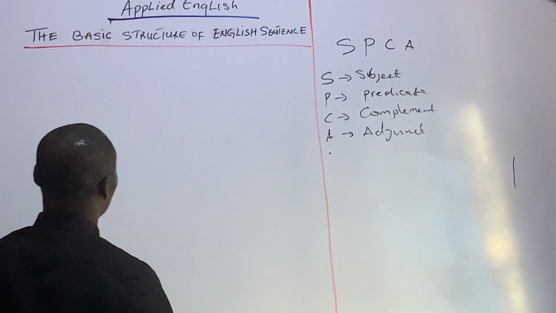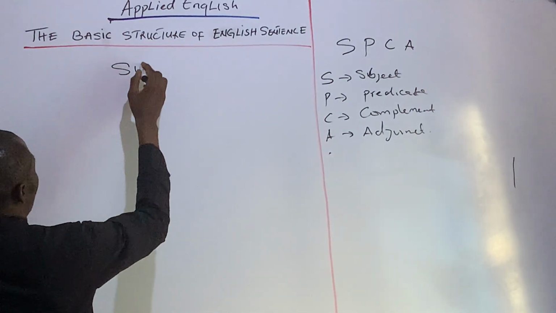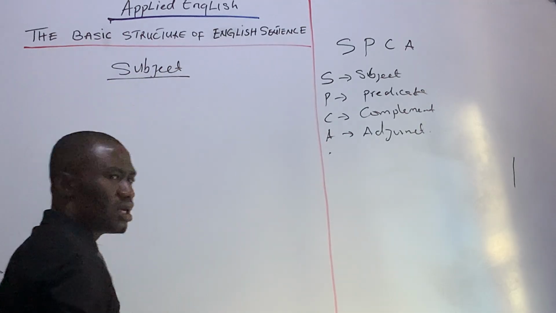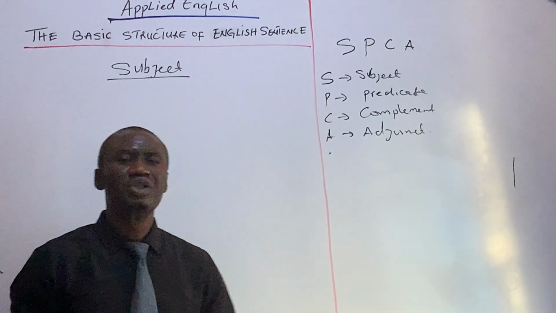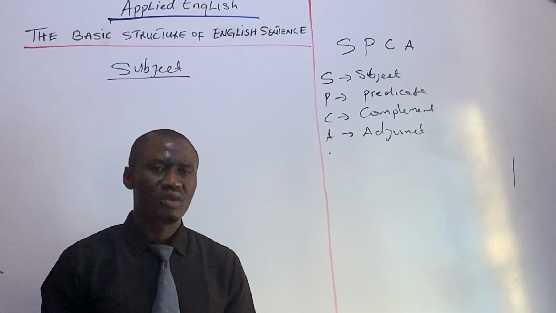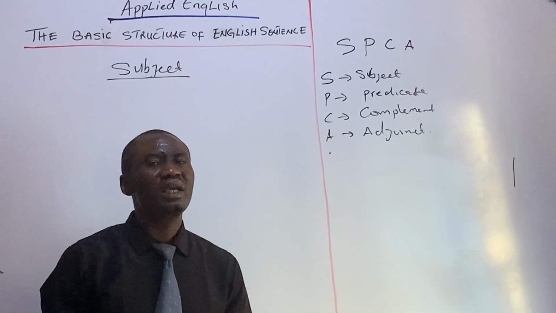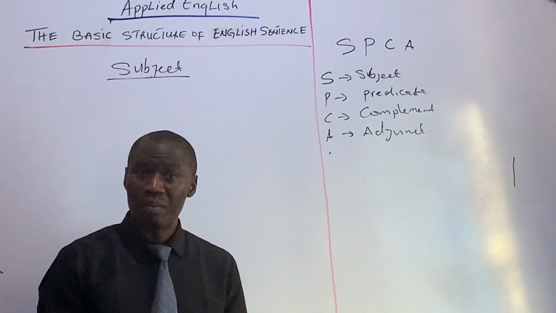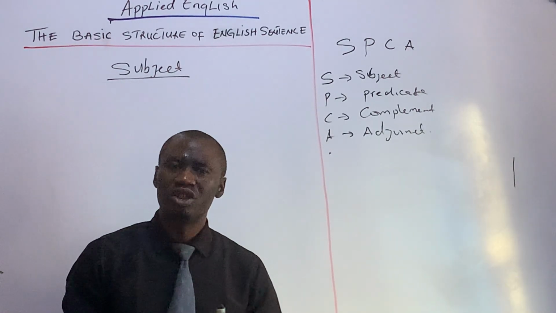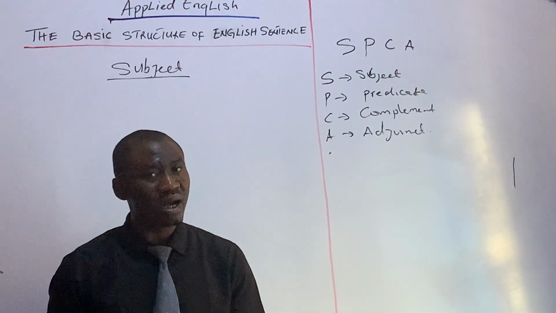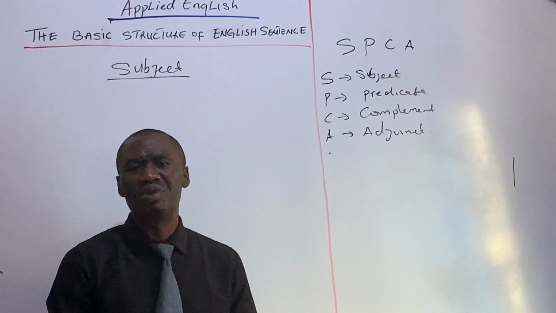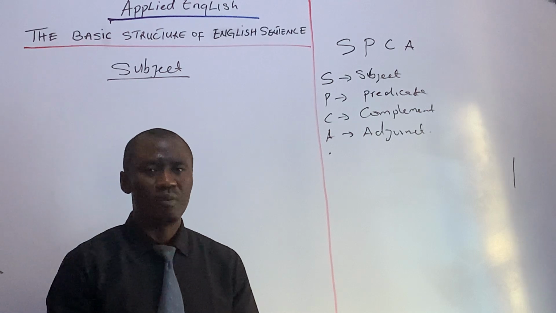Now, what's a subject? Let's take the first one, subject. The subject is the doer or the performer of the action. The subject could be a noun or a pronoun. I take that again. The subject is the doer or the performer of the action. The subject could also be a noun or a pronoun.